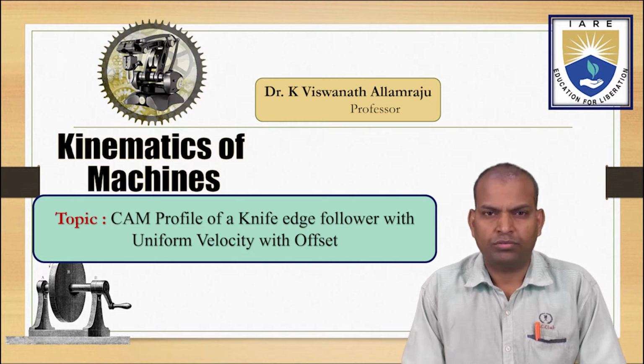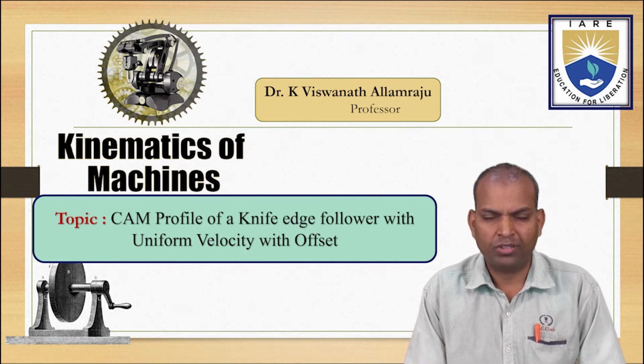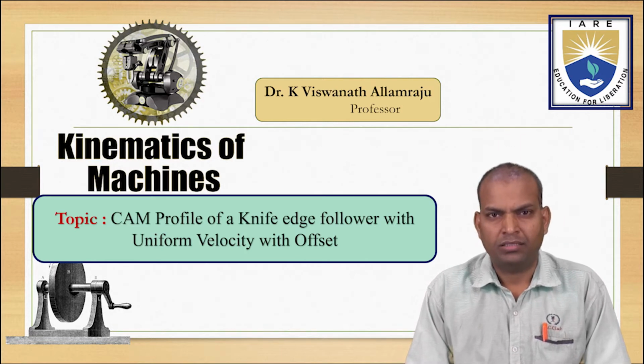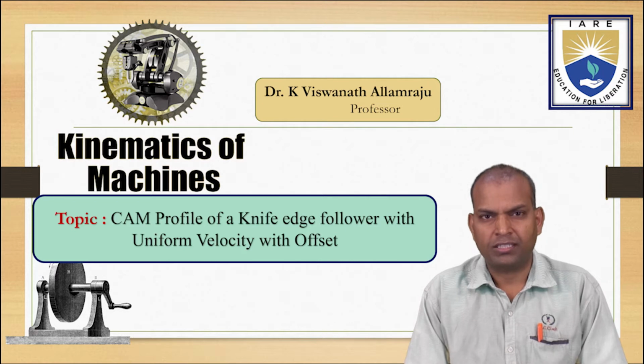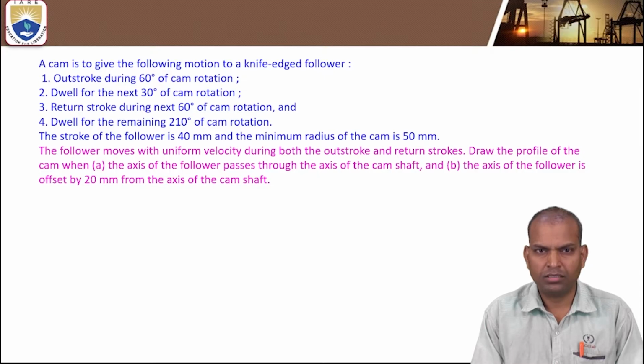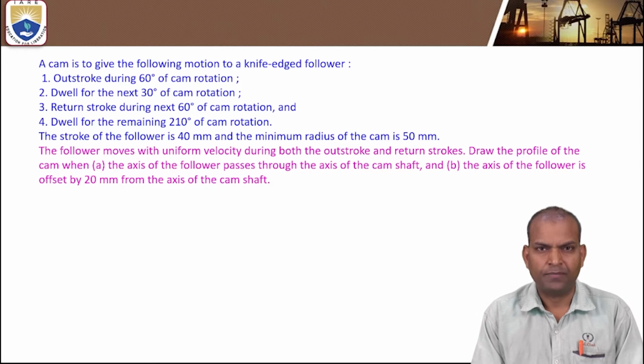Today we are going to learn how to draw a cam profile of a knife edge follower with uniform velocity, and the condition is that here it is an offset follower. When the axis of the follower does not pass through the center of the cam, that is the meaning of offset.